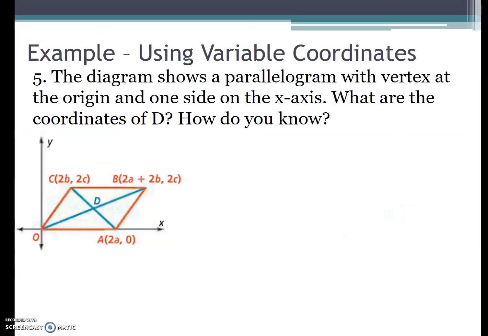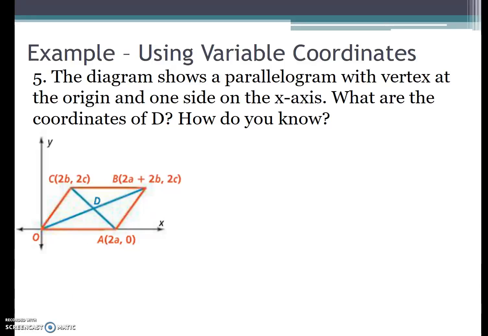All right, this is our very last example. I promise. I know it was heavy in examples, this guy here. So the diagram shows a parallelogram with the vertex at the origin and one side on the x-axis. We want to know the coordinates of D. Okay, so what I see here is I know I have myself a parallelogram. And so we got to think of those properties of parallelograms.